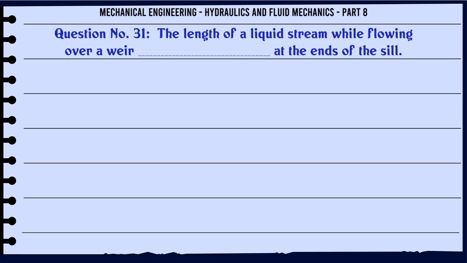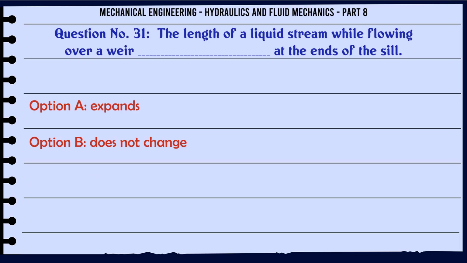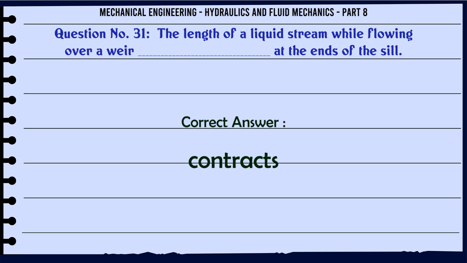The length of a liquid stream while flowing over a weir at the ends of the sill. A. Expands. B. Does not change. C. Contracts. D. The correct answer is contracts.